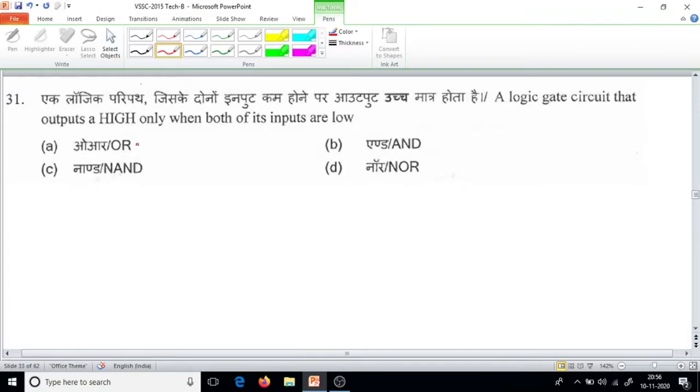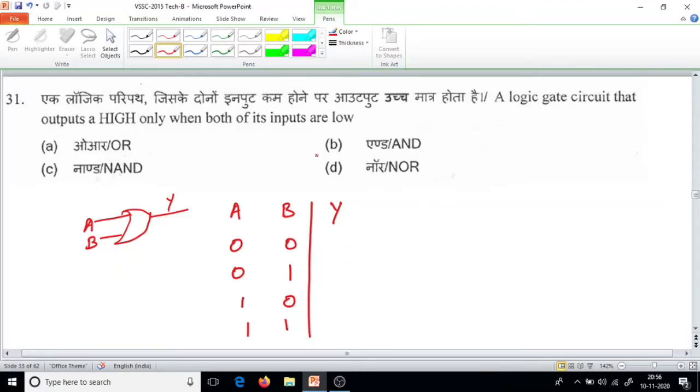For the OR gate, we know that if any of the inputs is high, the output will be high. First we will write the logic gate for the OR gate, with inputs A and B and output Y. In the truth table we write A, B and Y as the output. It is a 2 input gate, so we get 4 combinations: 0 0, 0 1, 1 0, 1 1. Now what is the output we could get?